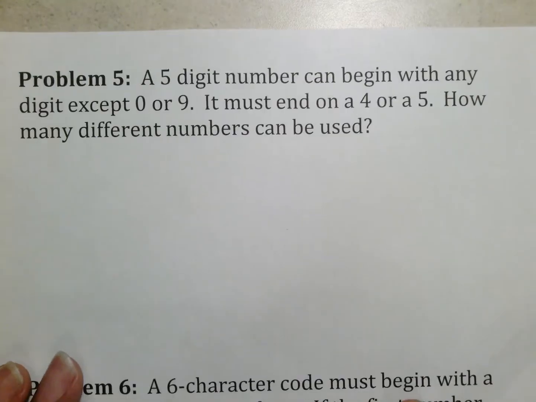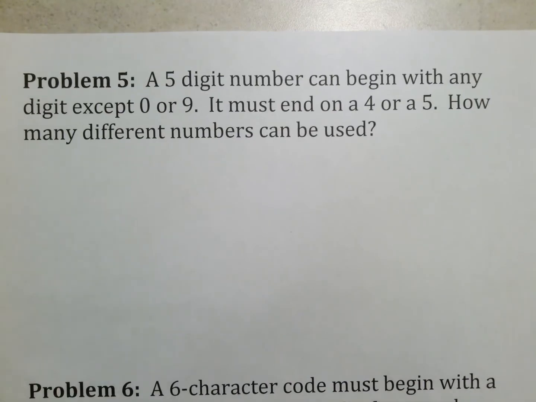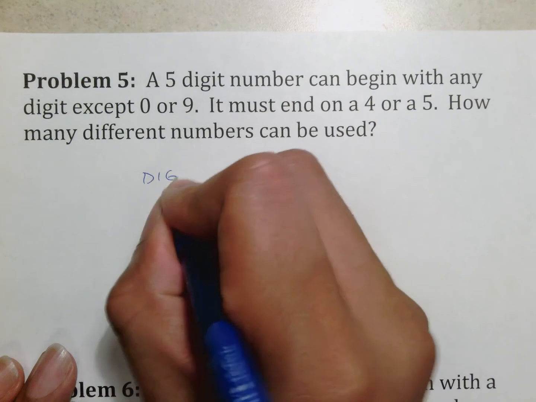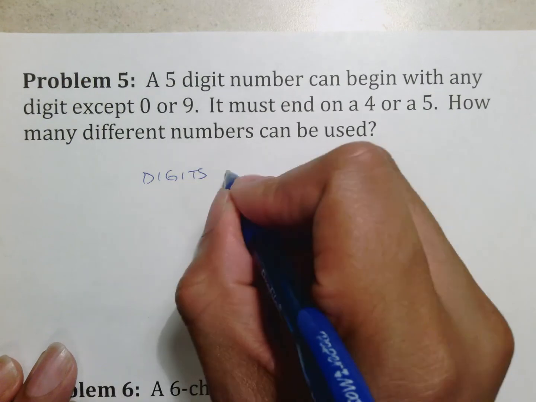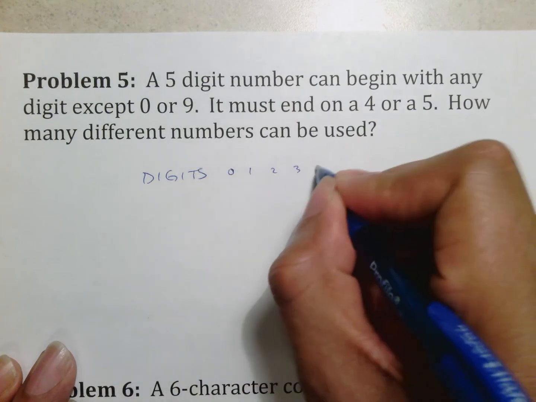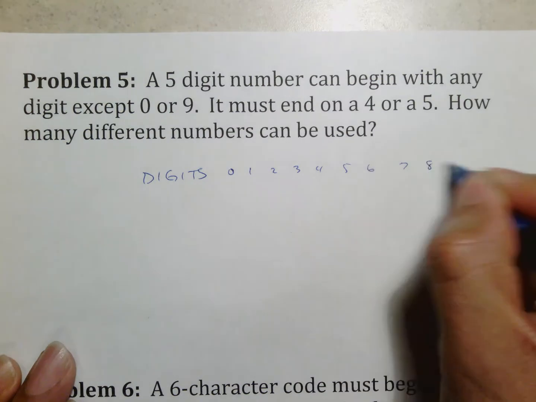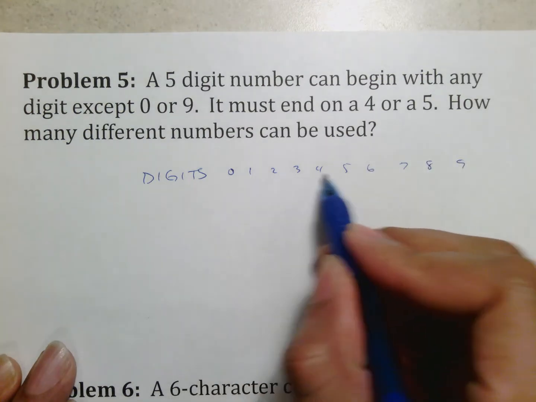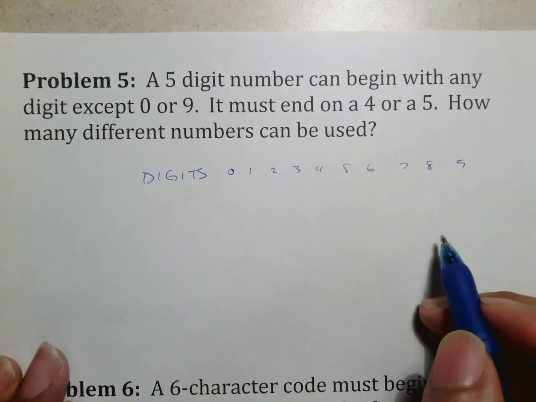We also have problems like this where it talks about a 5-digit number that can begin with any digit except 0 or 9. It must also end in a 4 or 5. How many different numbers can be used? The first thing you have to understand is that there are 10 digits: 0, 1, 2, 3, 4, 5, 6, 7, 8, 9. That's 10 digits to choose from.